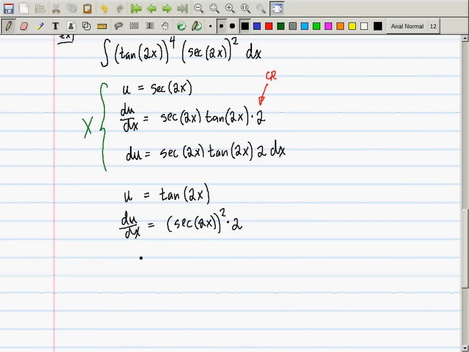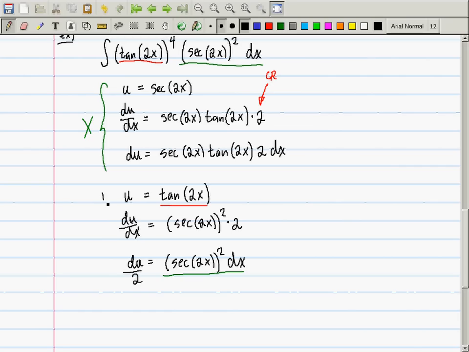Then I can say that du is secant of 2x squared dx, and then I'll put the division by 2 over here. So how does that look? That's looking pretty good, right? Because if I do that, then this part, the tangent, will become u to the 4, and this part right here, what will this become, the green part? Du over 2. So that's probably what the question maker had in mind.